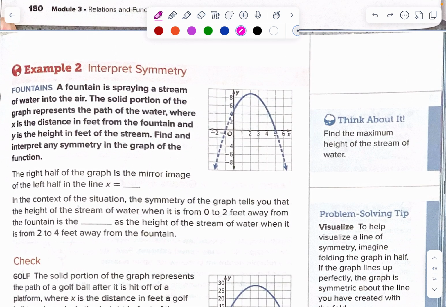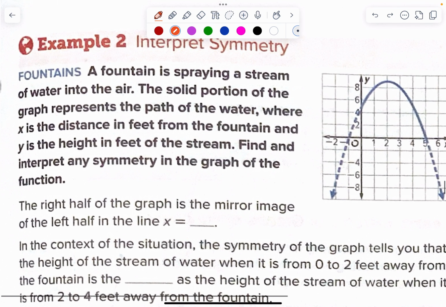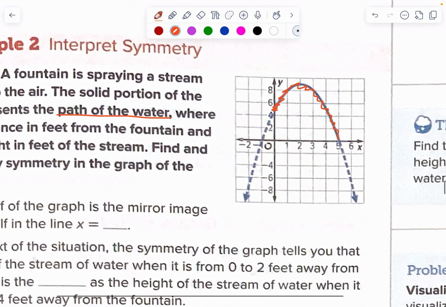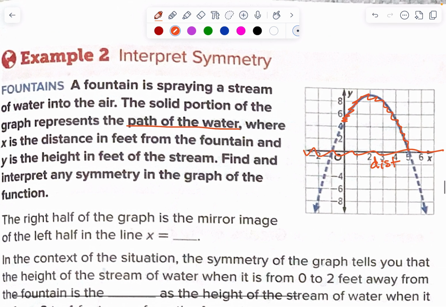All right, let's go down to example 2, and this has an actual story context to it. A fountain is spraying a stream of water into the air. So we've got this, the fountain's streaming water. It says the solid portion, which is just this right here, is the path of the water, where x is the distance in feet from the fountain. So this is the x-axis, my distance, and y represents the height.